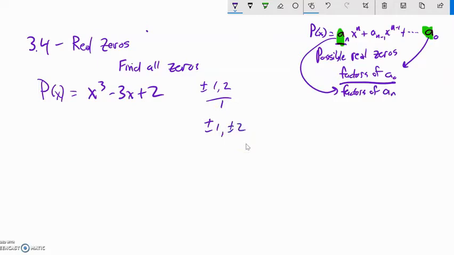So I think that what I'll do is I'll just try some stuff out. So let's try 2, see if that works. And I'm using synthetic division here. So I have 1x cubed. Notice I don't have any x squared, so 0x squared. Minus 3x and a 2. So bring it down, multiply, add, multiply. It's not looking good. Add, multiply, add. My remainder is not 0. So 2 is not a possibility. So positive 2, not a possibility.